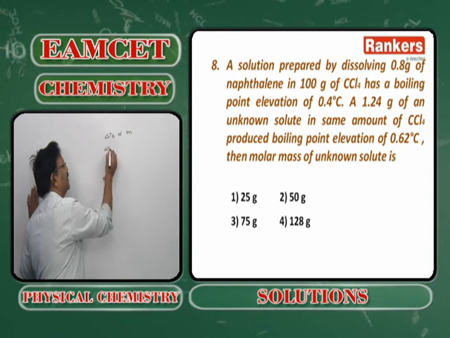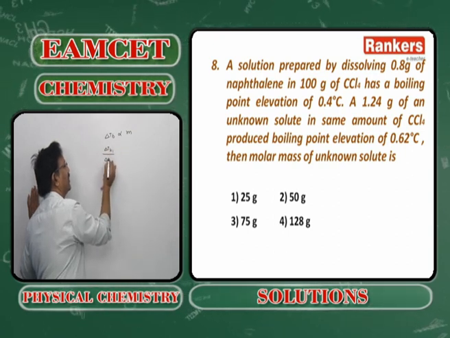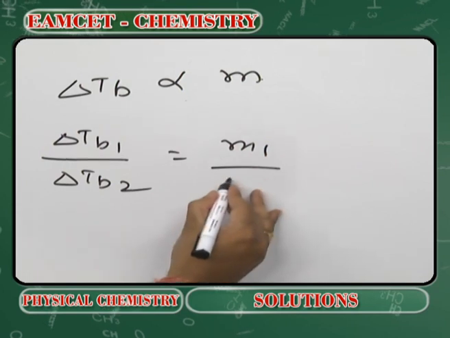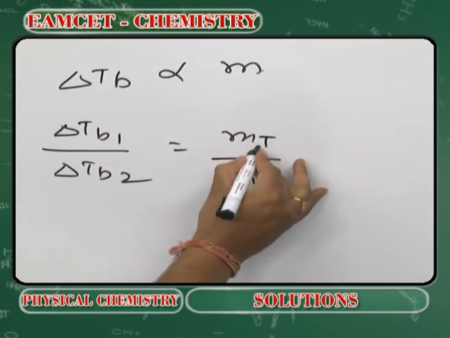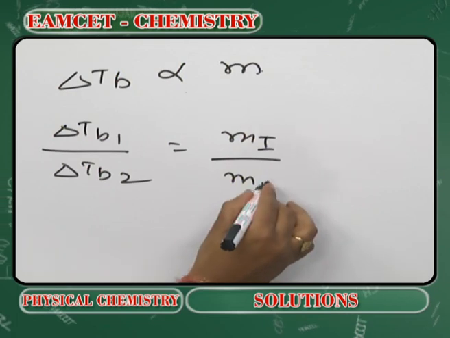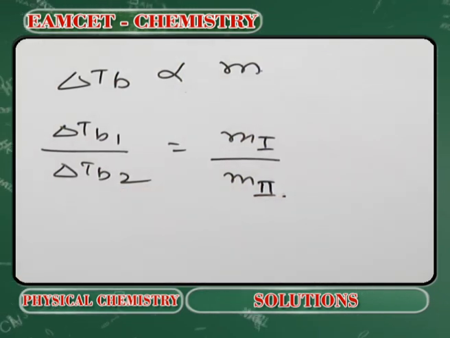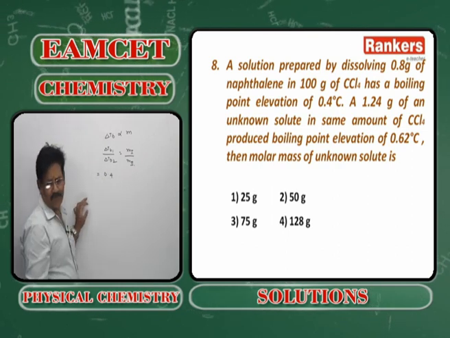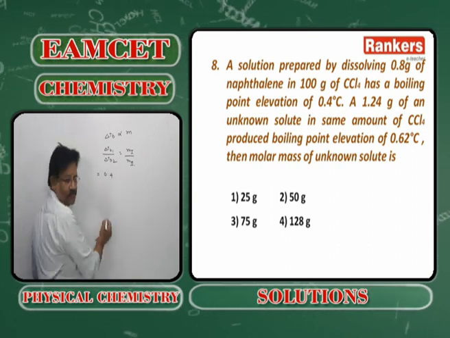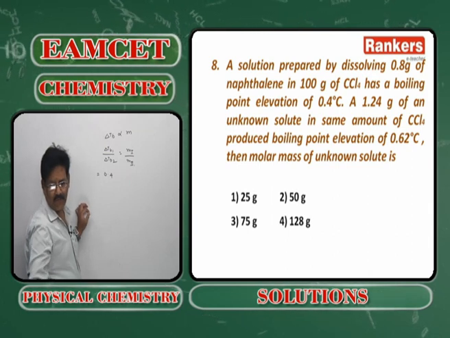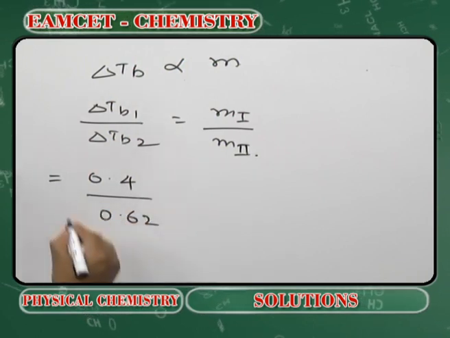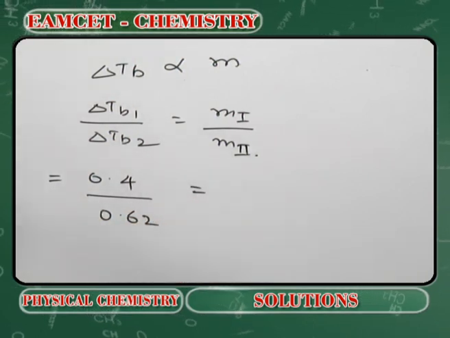Delta TB1 by delta TB2 is equal to the molality of the first solution by the molality of the second solution. What is delta TB1? 0.4. What is delta TB2? The elevation is 0.62.